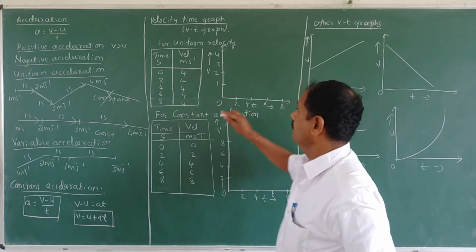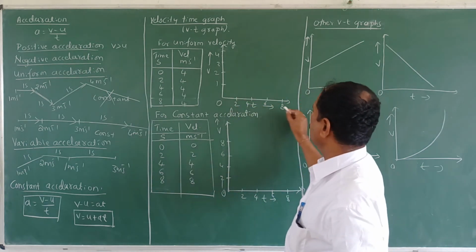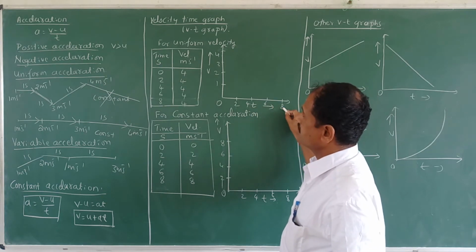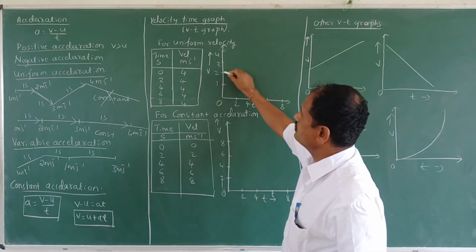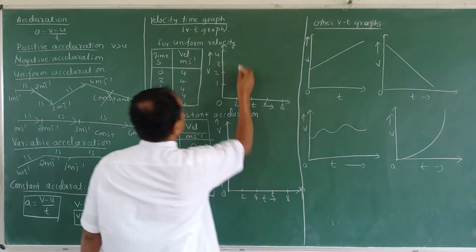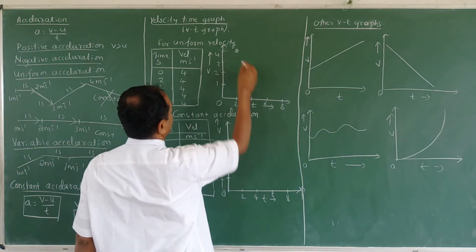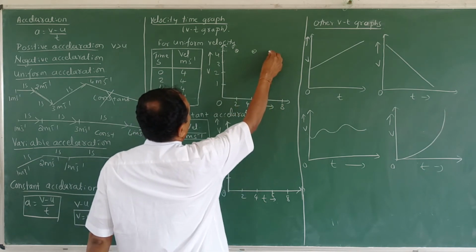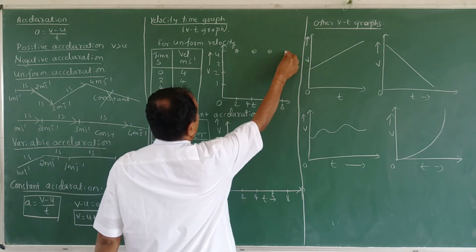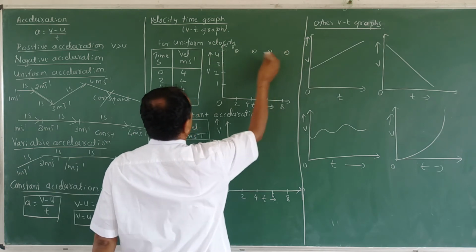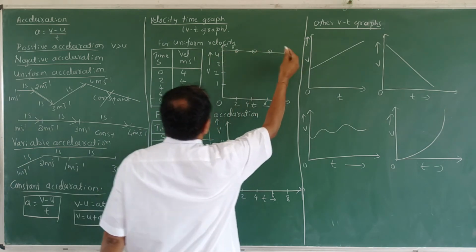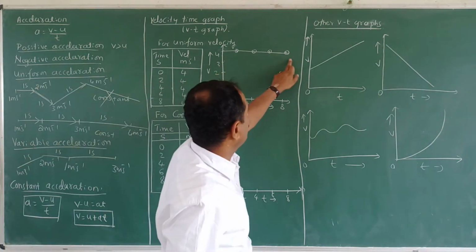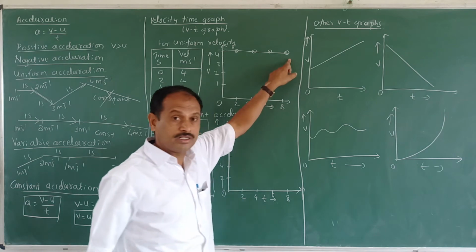Now see here. You draw time along the x-axis: 2, 4, 6, 8 like that. Velocity, that is 1, 2, 3, 4. After 2 seconds, it is 4 meters per second. After 4 seconds, 4 meters per second. After 6 seconds, 4 meters per second. After 8 seconds, that is 4 meters per second. Now this is said to be uniform velocity.